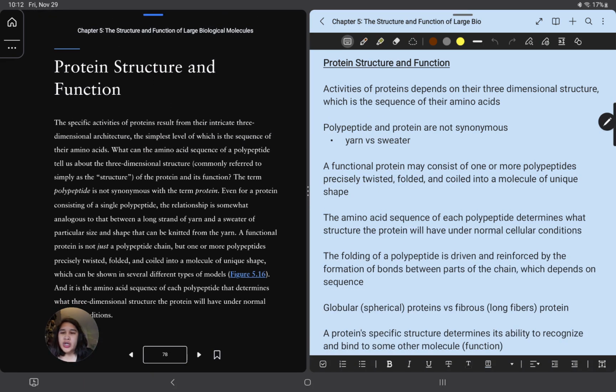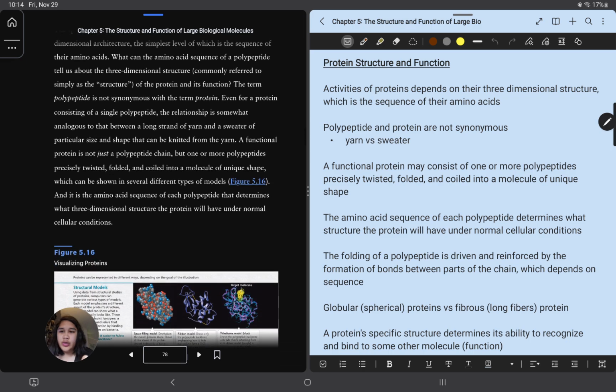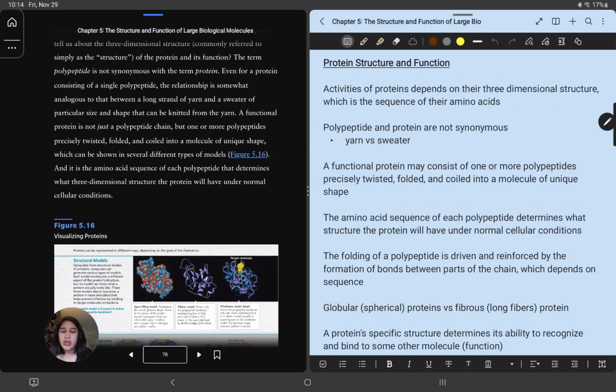Protein structure and function. The specific activities of proteins result from their intricate three-dimensional architecture, the simplest level of which is a sequence of their amino acids. What can the amino acid sequence of a polypeptide tell us about the three-dimensional structure, commonly referred to as simply the structure, of the protein and its function?